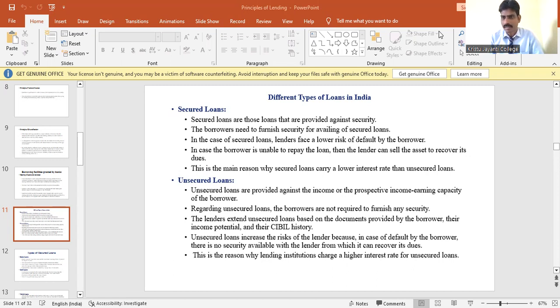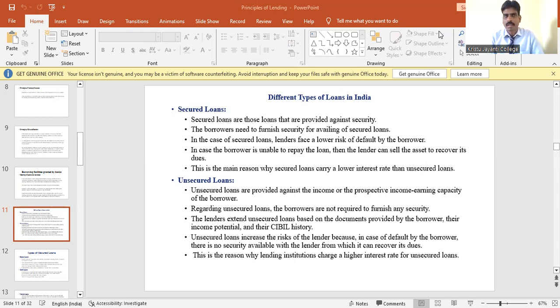Security means collateral, the loans on any collateral. The collateral may be in any form: any assets, land or house, any equipment and assets. So the banks provide loans against that collateral or security, which are known as secured loans. Here, the borrowers need to furnish security for availing secured loans. It's mandatory. If the person wants to take a secured loan, they have to give collateral.